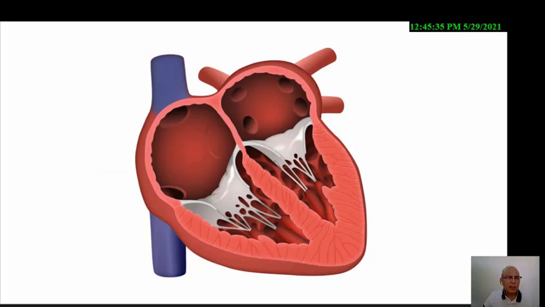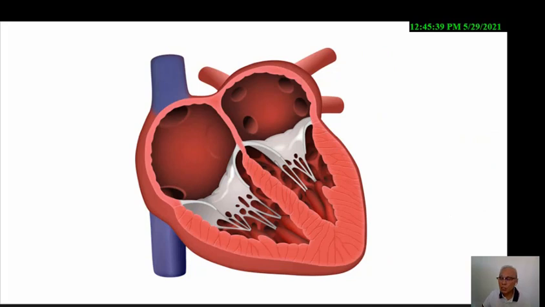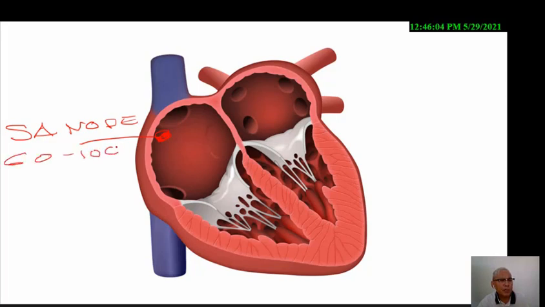Located on the upper right atrium is a specialized group of cells, and this specialized group of cells is what we call the SA node or the sinoatrial node. The SA node has a property of being able to generate electrical impulses at a very fast rate, at around 60 to 100 beats per minute.